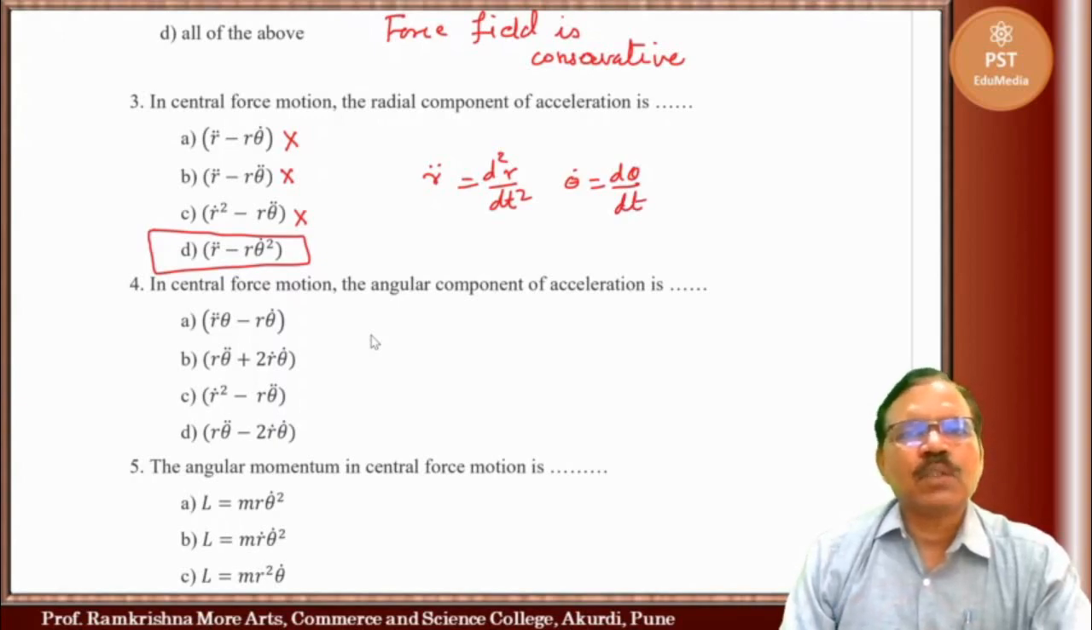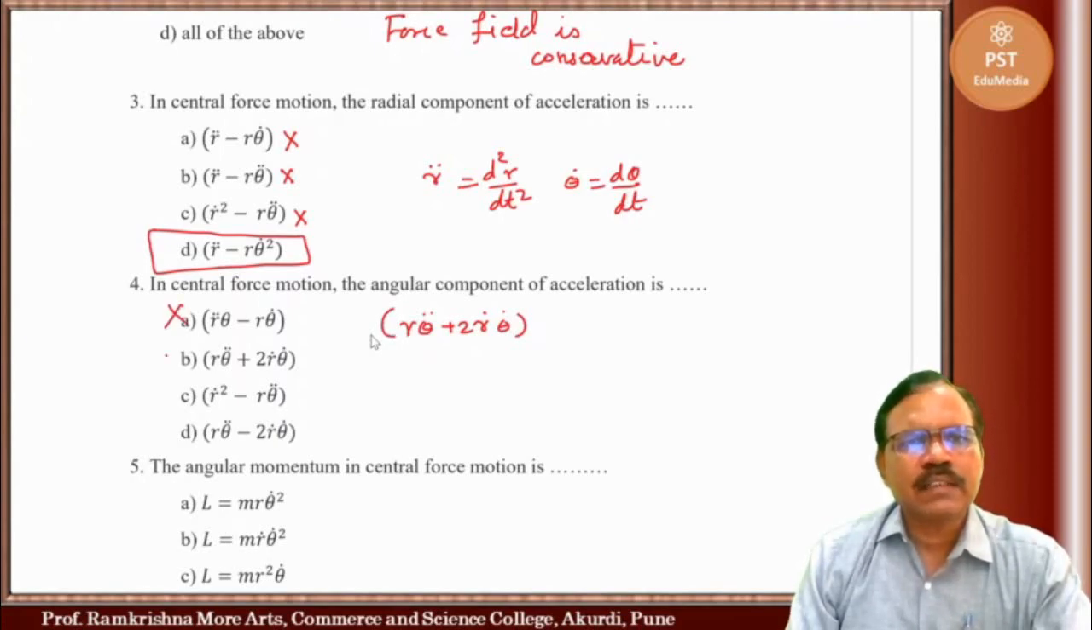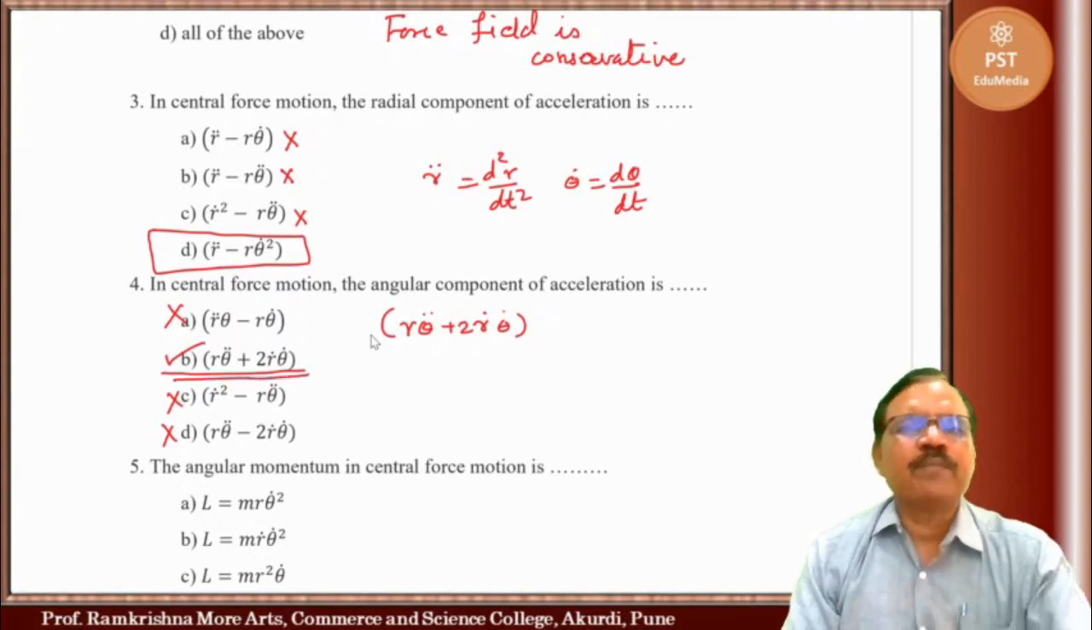In central force motion, the angular component of acceleration is r theta double dot plus 2 r dot theta dot. This is the angular component of acceleration. So the first one is not correct, the second one is correct, the third one is not correct, and the fourth one is also not correct. So here B is correct.